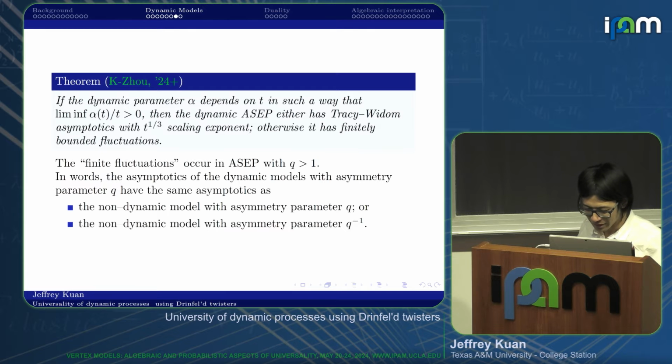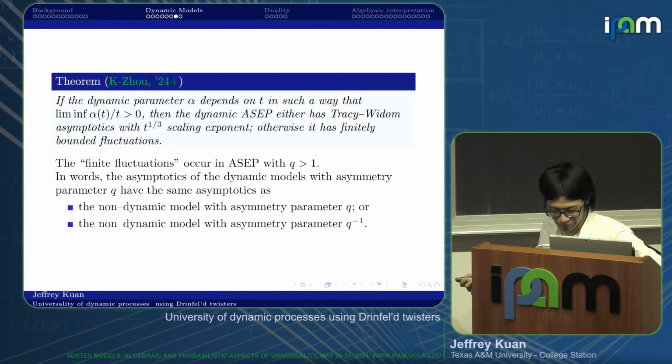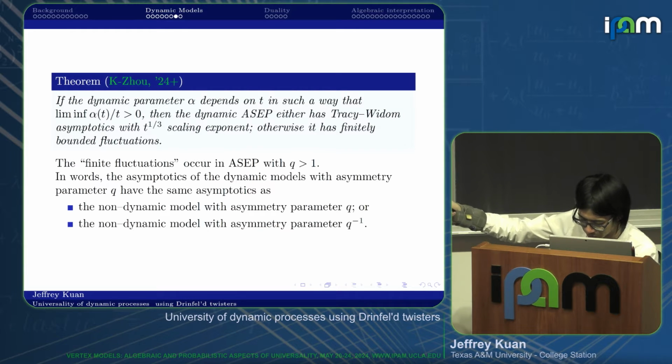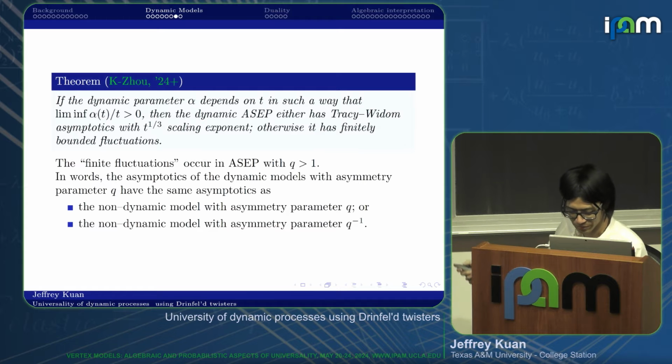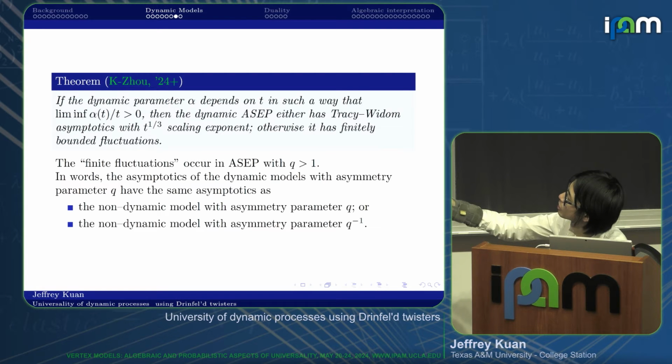Yeah, so anyway, why was I considering the case when q is greater than 1? So that'll make more sense when I talk about dynamic ASEP. So for dynamic ASEP, the fluctuations are Tracy-Widom if q is less than 1, or finitely bounded fluctuations. And so these are either the fluctuations of the non-dynamic model with q bigger than 1, or the fluctuations of the non-dynamic model with q less than 1.